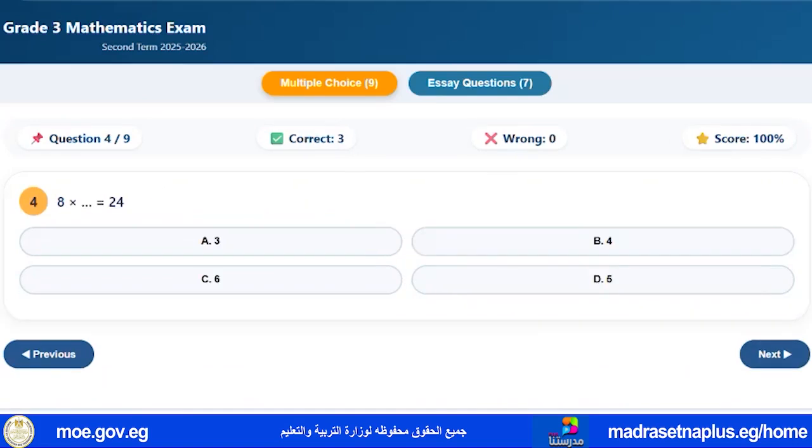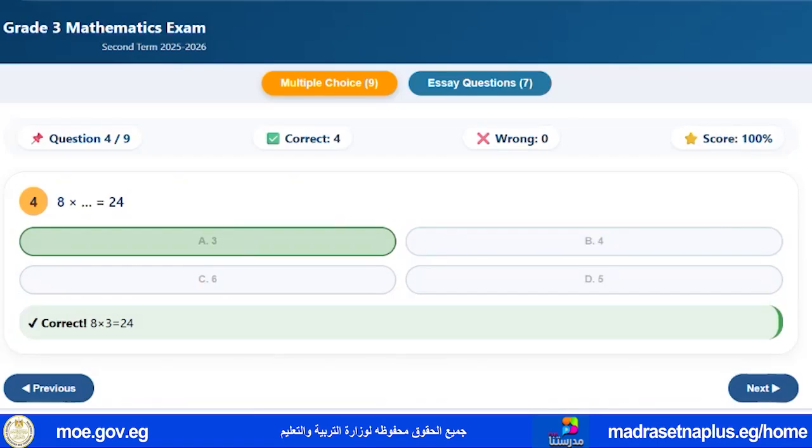Next one is about the multiplication table or division. In this one, 8 times what equals 24, or we can say 24 divided by 8 equals what? You should know there is a big relation between multiplication and division. If you know multiplication, you know division. Why? One of them is the opposite of the other. So 8 times what equals 24? 8 times 3, that's good.